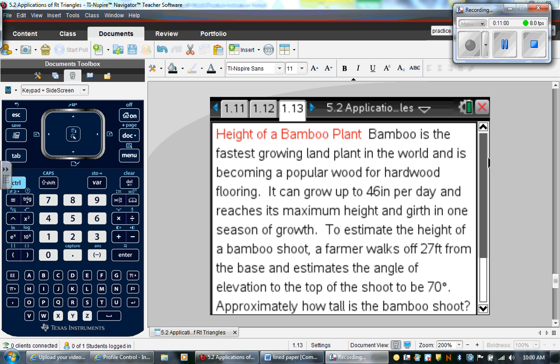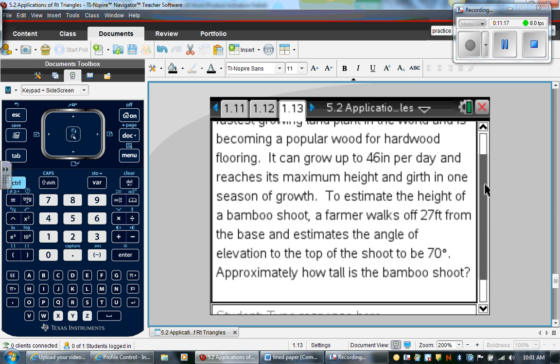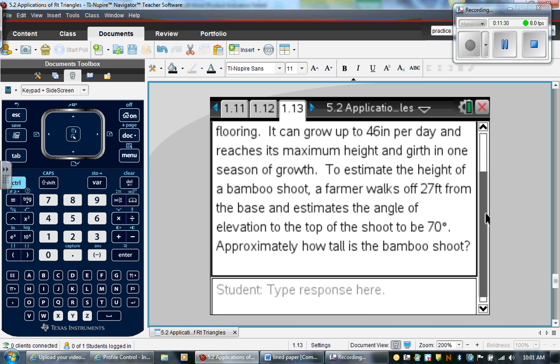Okay, so our next example talks about the height of a bamboo plant. Bamboo is the fastest growing land plant in the world and is becoming a popular wood for hardwood flooring. It can grow up to 4 to 6 inches per day and reaches its maximum height and girth in one season of growth. To estimate the height of a bamboo shoot, a farmer will walk off 27 feet from the base of the tree, and he estimates the angle of elevation to the top of the shoot to be 70 degrees. Approximately how tall is the bamboo shoot?